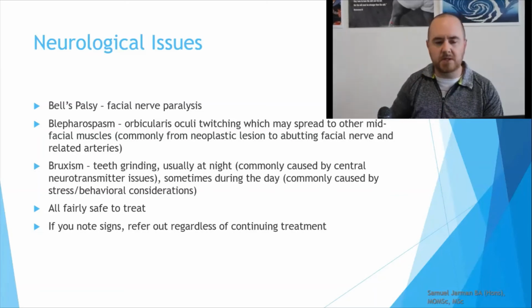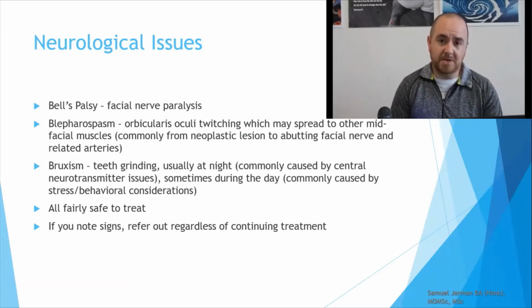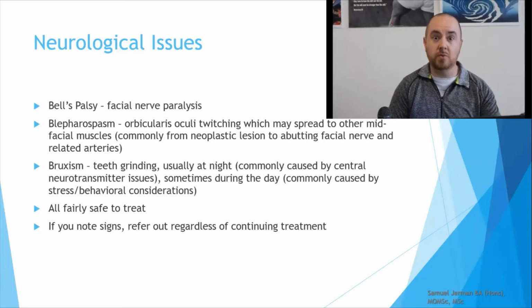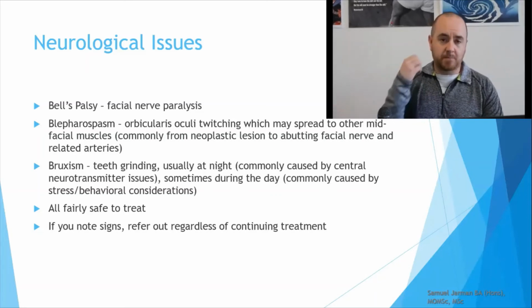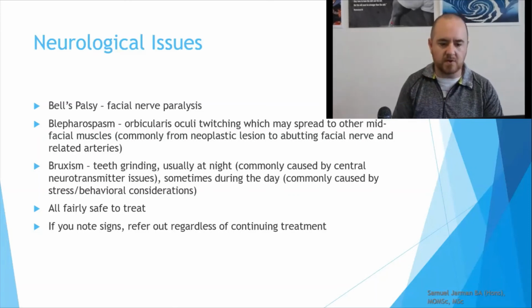So that can be caused by neoplasm. Now, neoplasm is an abnormal growth of cells, which could be benign or malignant, so it could be cancer. It may not be cancer, and you may not call it a tumor. You're usually going to call it a neoplasm, so it's a growth of cells. And that can put pressure, so you can have a growth of cells somewhere between here and here that would put pressure on the artery and the nerve that would lead to that twitching.